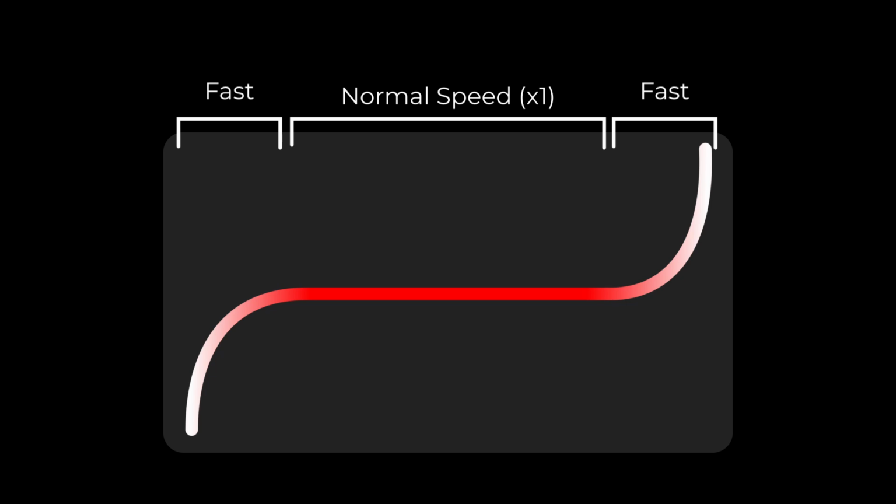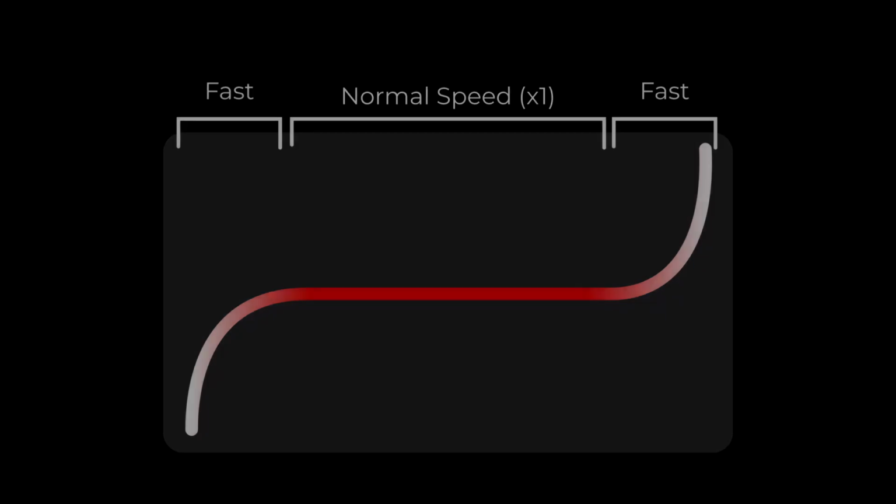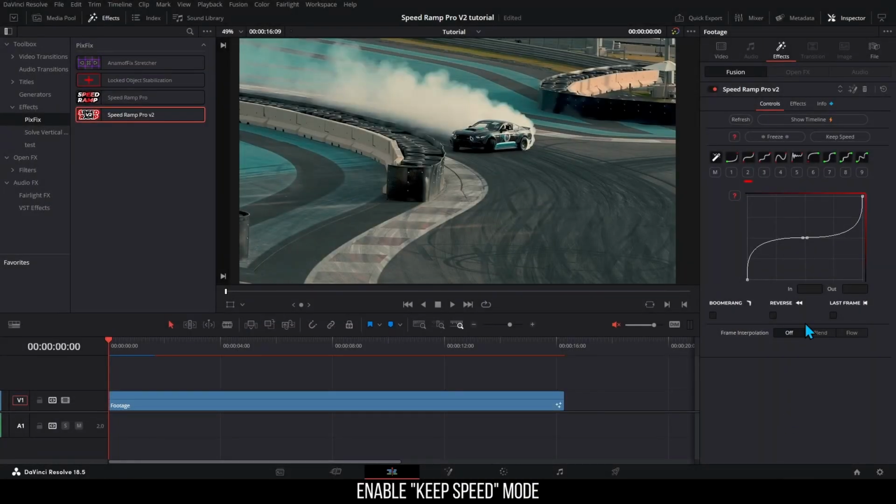First, I'll tell you about the new Keep Speed mode. The Keep Speed mode allows you to change the speed using a curve. When the curve is horizontal, the speed remains normal and does not stop. When the curve is vertical, the speed increases. This feature is the most important update in SpeedReamp Pro 2, and I'll now show you exactly how to use it in detail. Activate the Keep Speed mode.